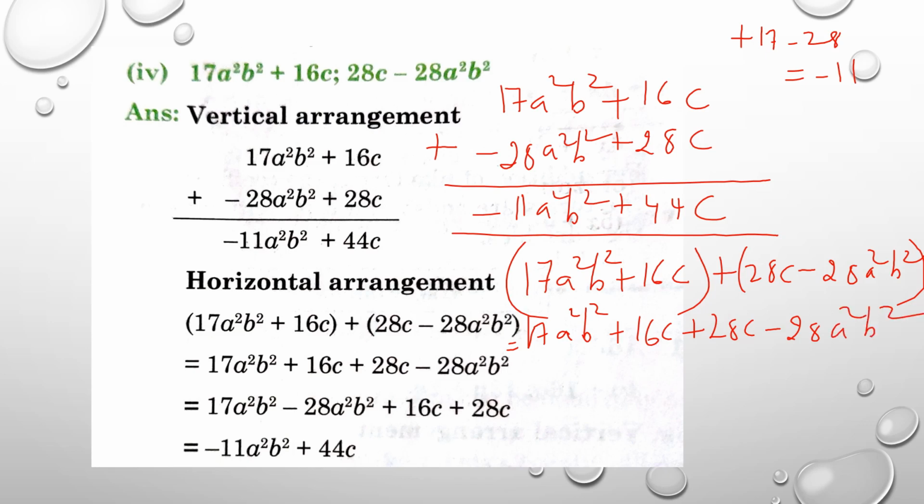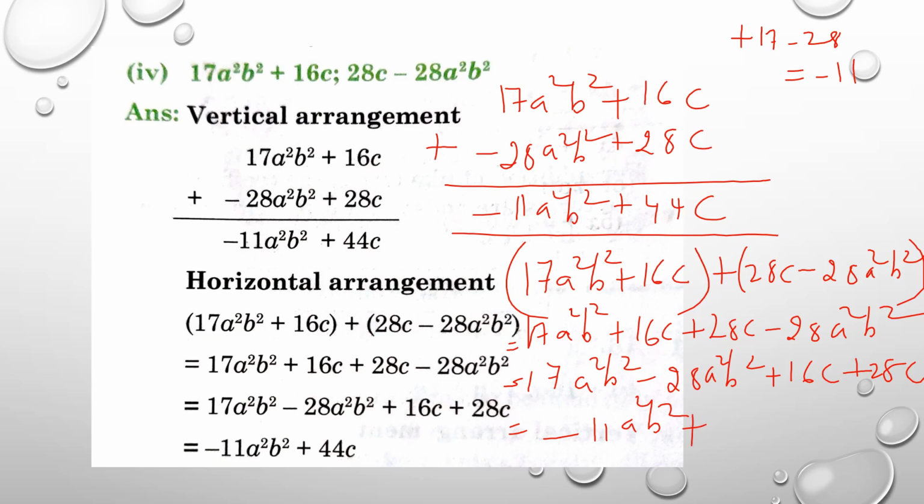Now take all like terms together. 17a square b square minus 28a square b square plus 16c plus 28c. Now plus 17 and minus 28 is what? Minus 11a square b square. Plus 16 and 28 is what? 44c. So this is your answer.